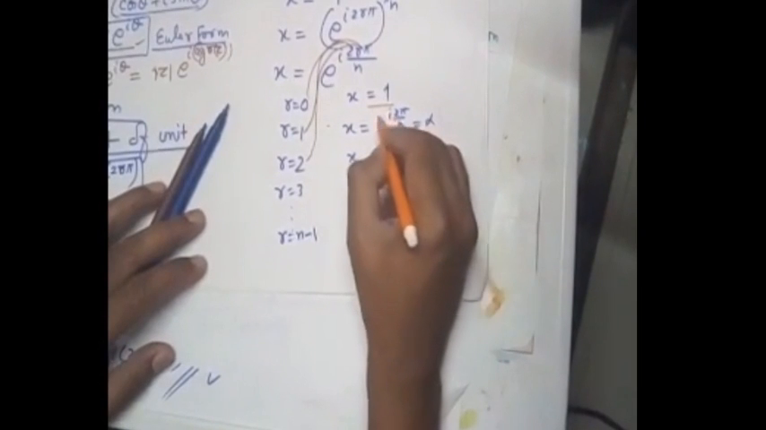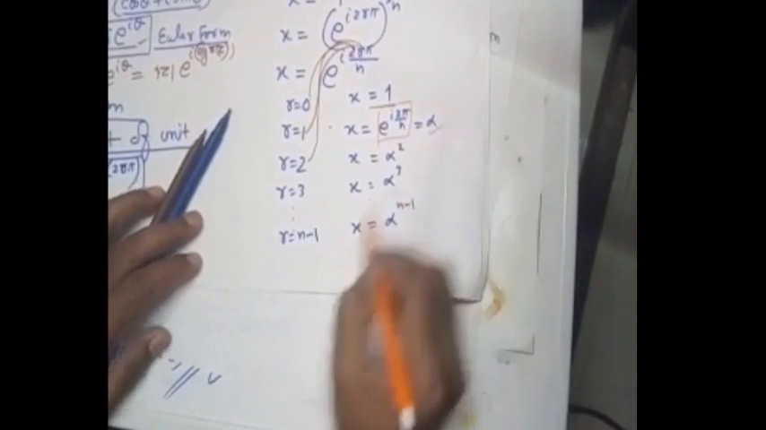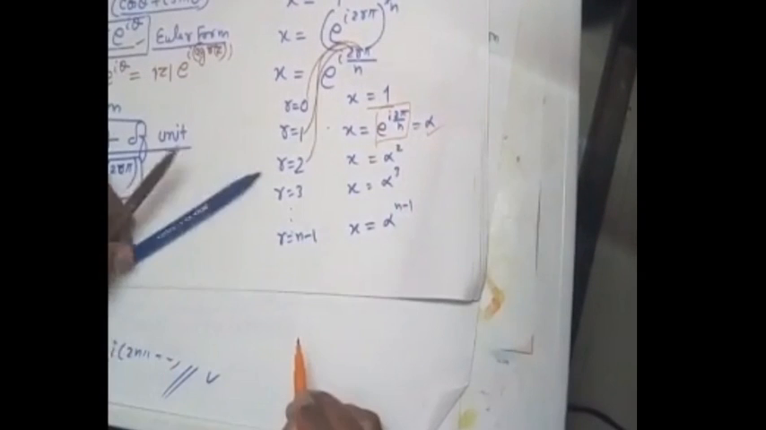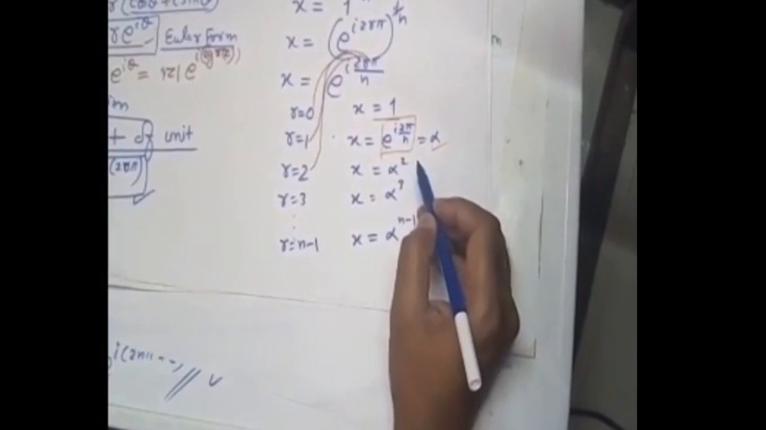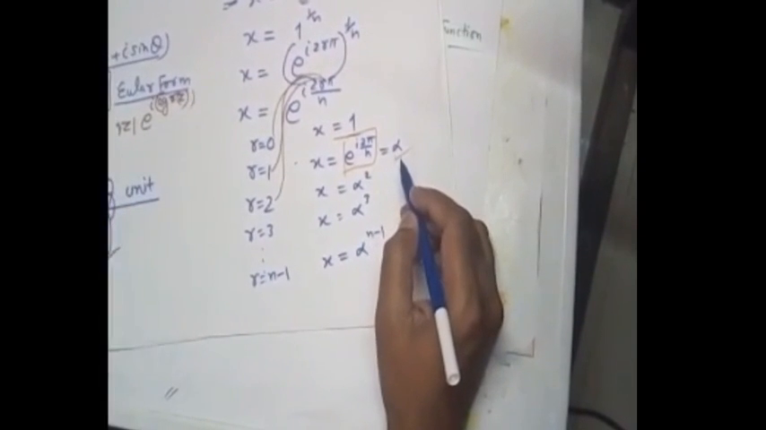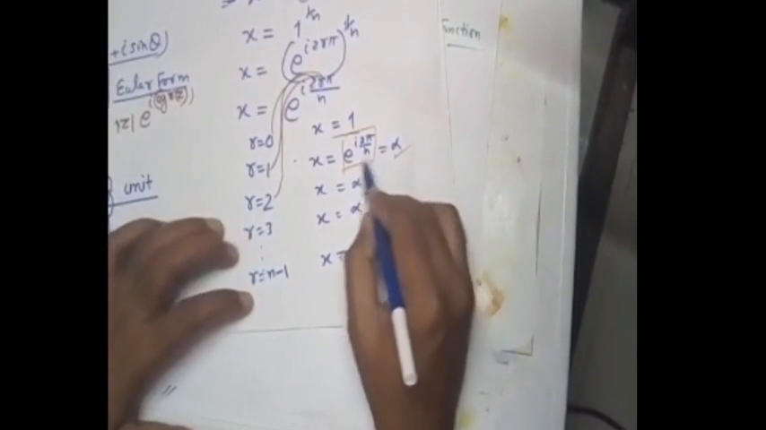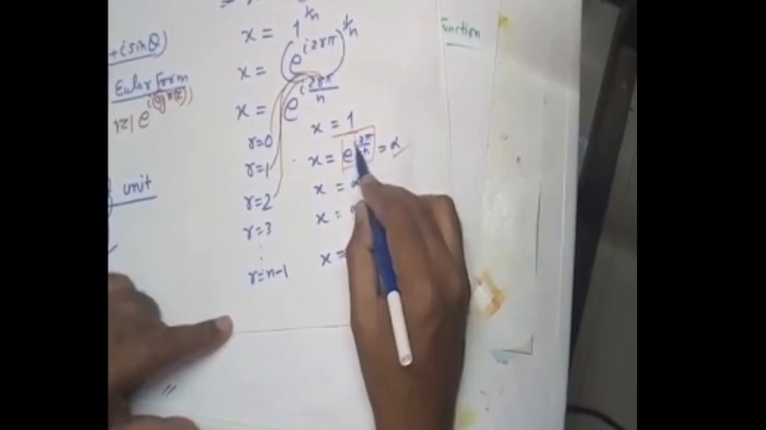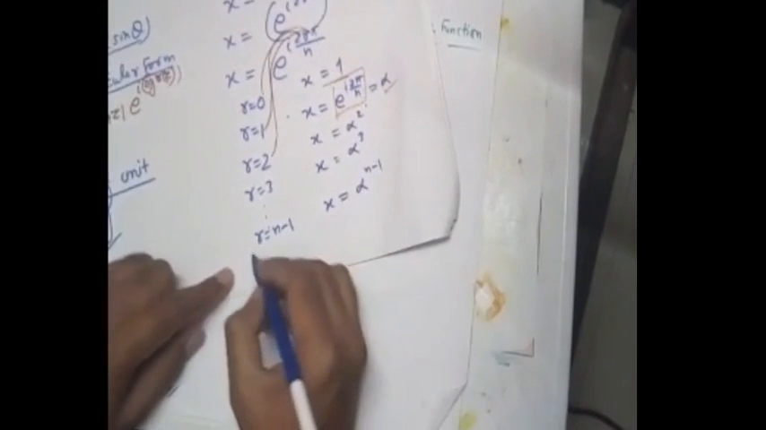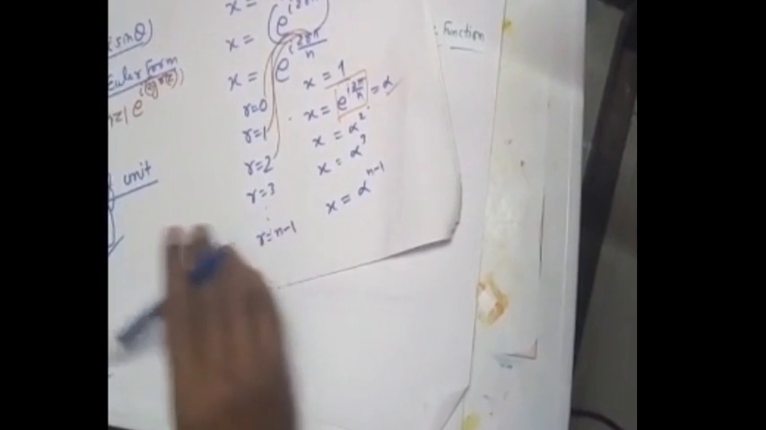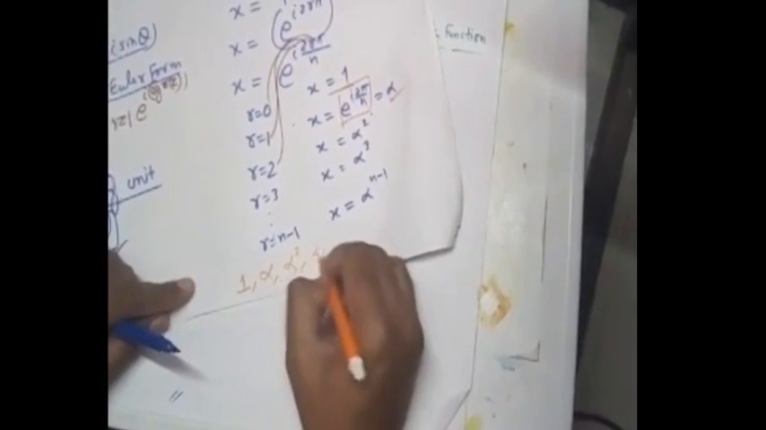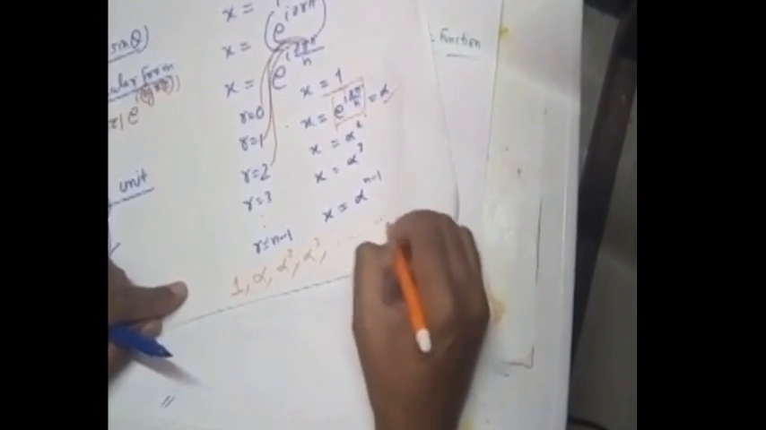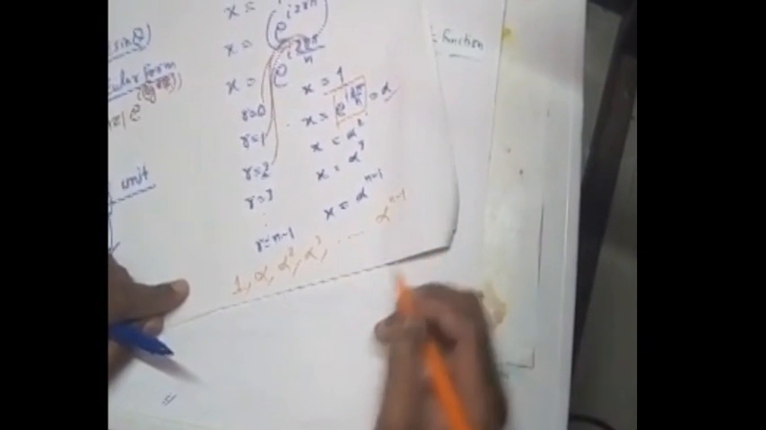So we have to remember this alpha value. Alpha will be equal to e to the power of i 2 pi by n. We will see it by example also. Alpha is equal to e to the power of i 2 pi by n. And the roots of unity will be 1, alpha, alpha square, alpha cube, and alpha power n minus 1.